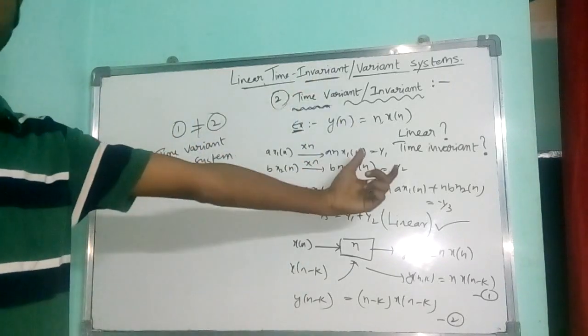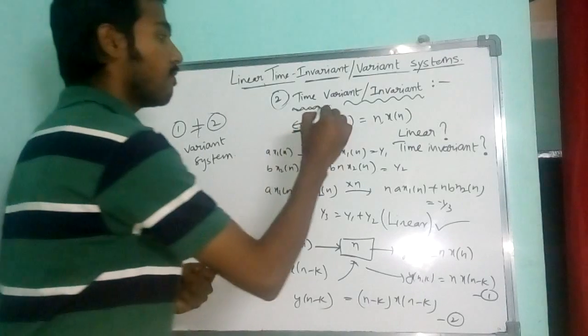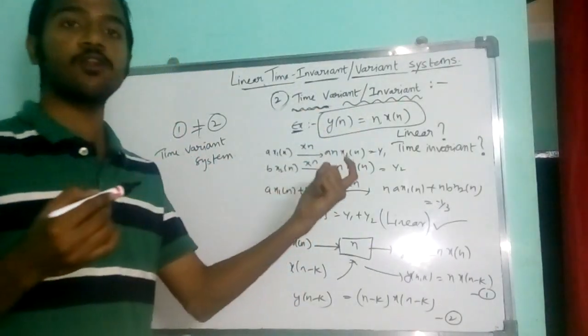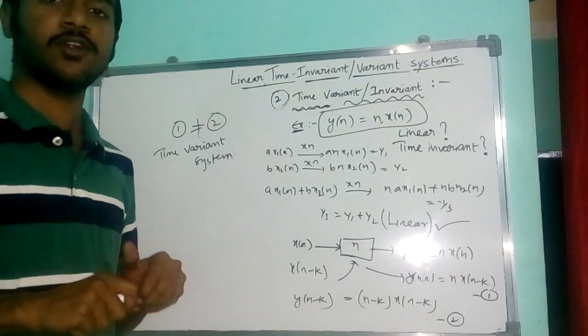The system is linear but time variant. So overall, the given system y of n equal to n into x of n is a linear time variant system. That's all for this video. Thank you.